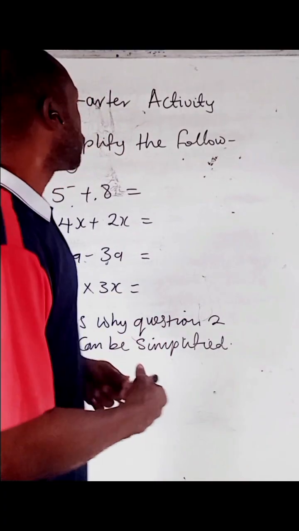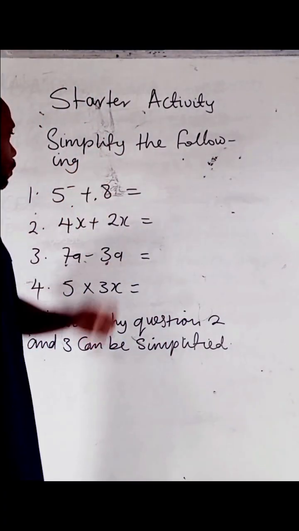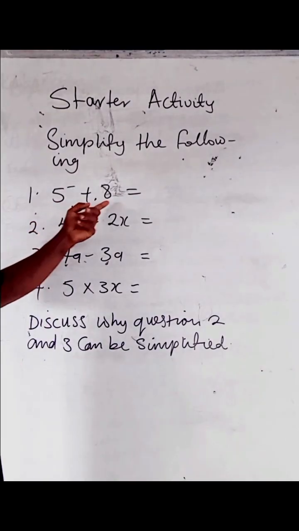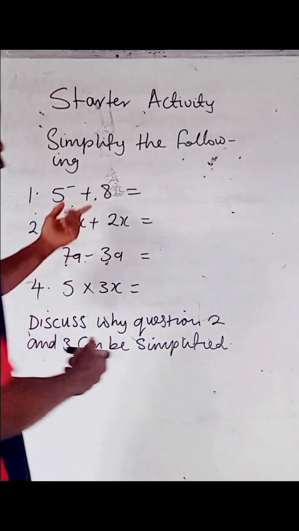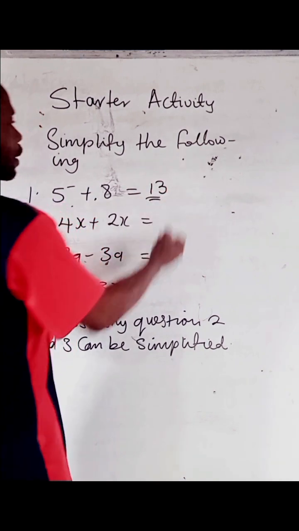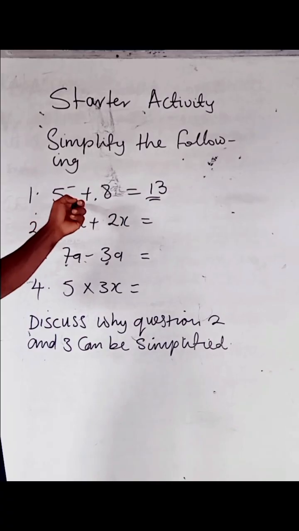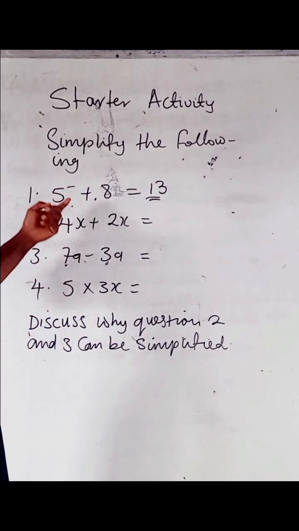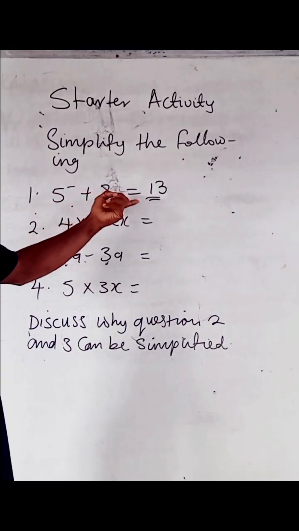So let's try to do this starter activity. Simplify the following. Now we have 5 plus 8. 5 plus 8 we know is equal to 13. This is not an algebraic expression because we don't have any letters there. This is just 5, a number, plus 8, another number, and it's equal to 13.